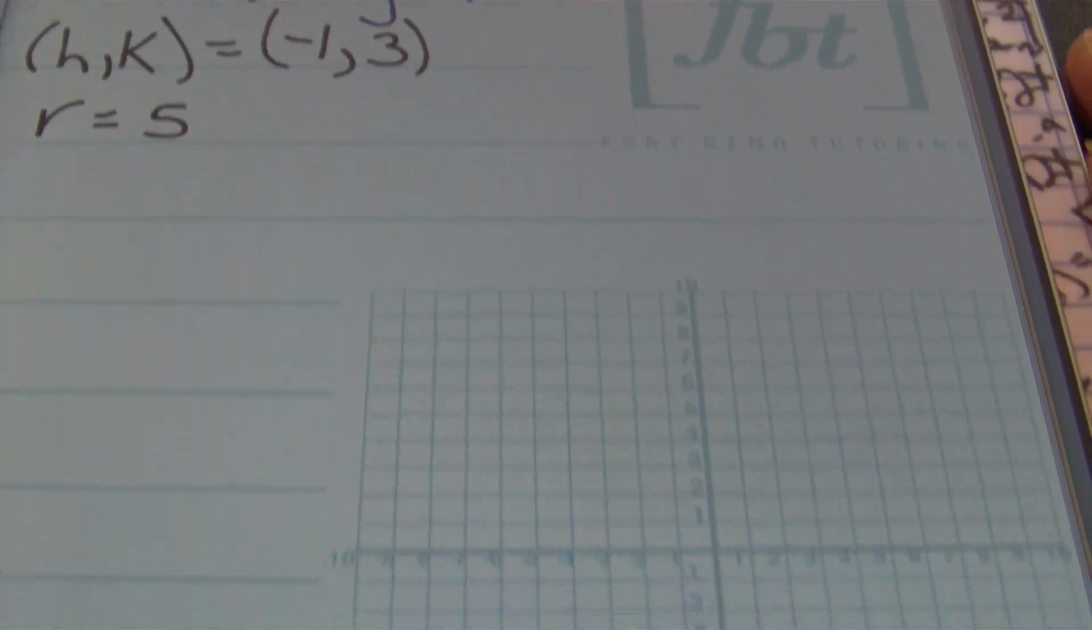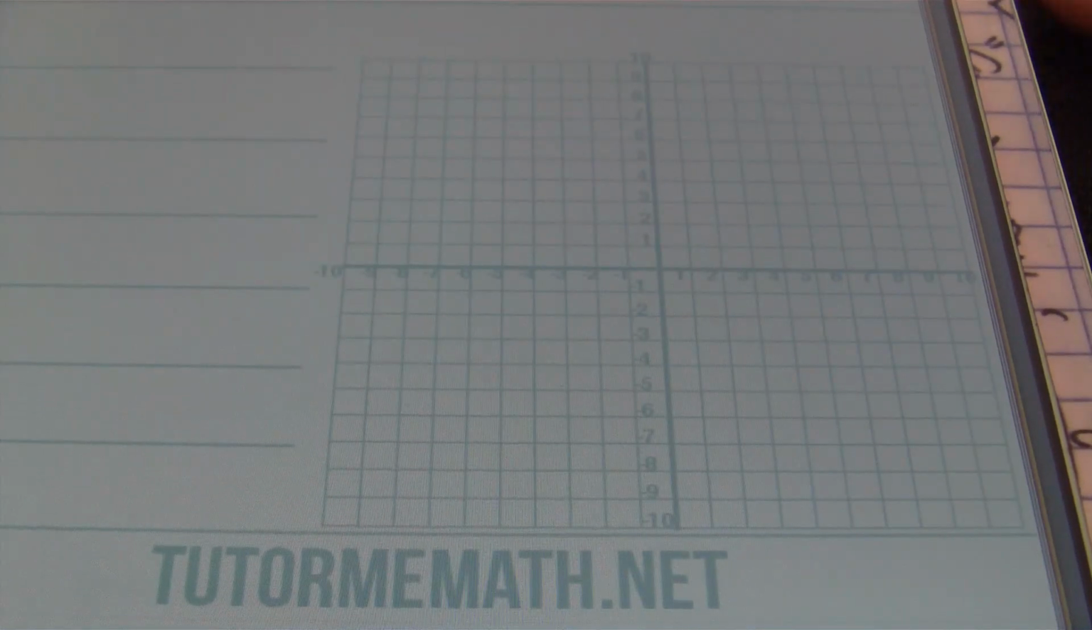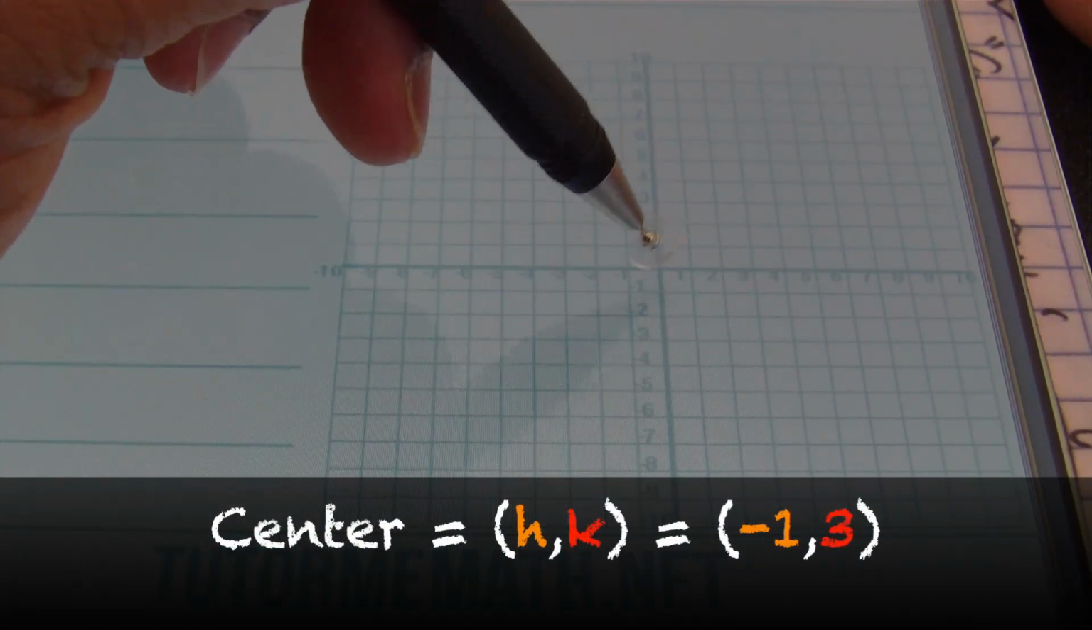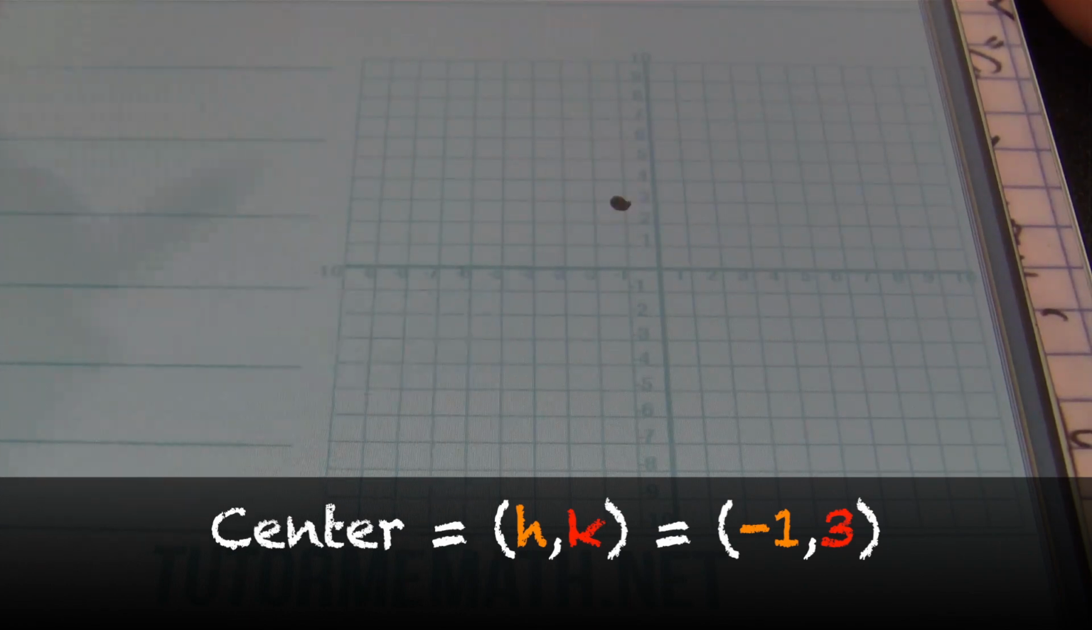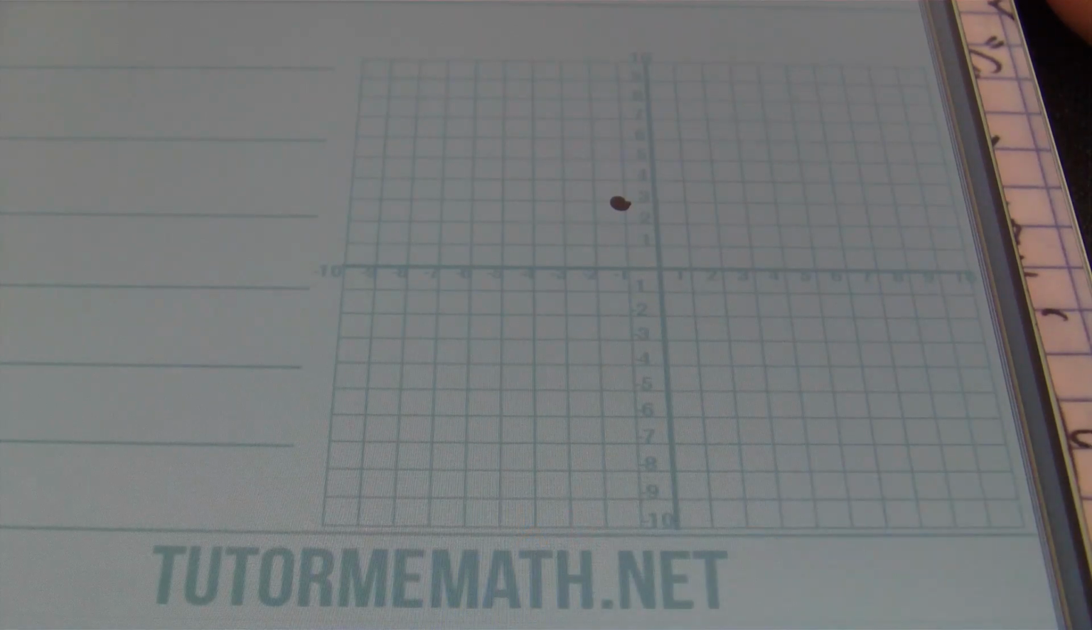All right, we start with the center, and our center for this problem is negative 1, 3. So plotting our center, I'm going to start at the origin. I'm going to move 1 place to the left and then up 3. There you go. We have our point in the second quadrant located at negative 1, 3. That is the center of this circle.